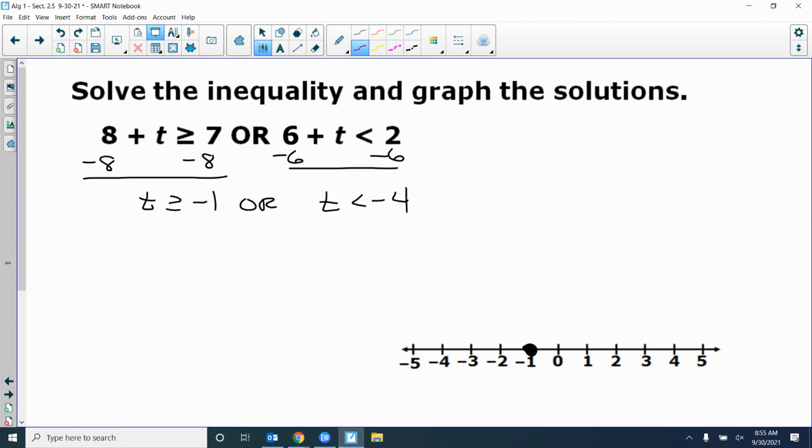And then I'm going to go to the greater than sign, which means I'm going to go to the right. Those numbers are bigger than. Less than negative 4, open dot. Less than negative 4, I'm going to go to the left. So like he said, they're going to go away from each other. Okay? All right, once you get that done, I want you to do B. Okay, and we're just going to come around and just double check what you got.